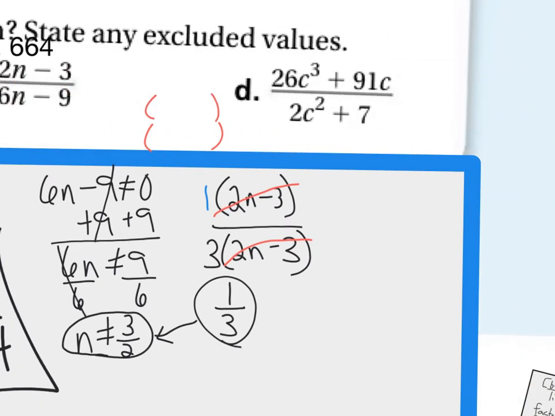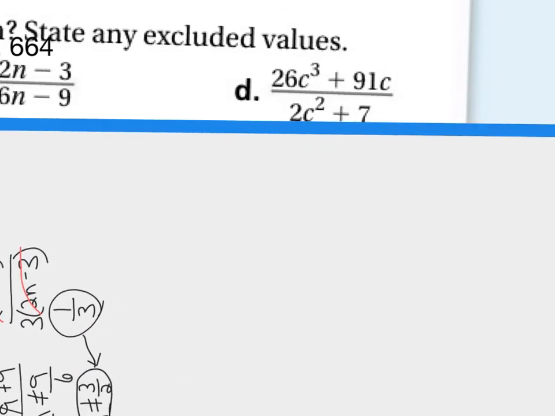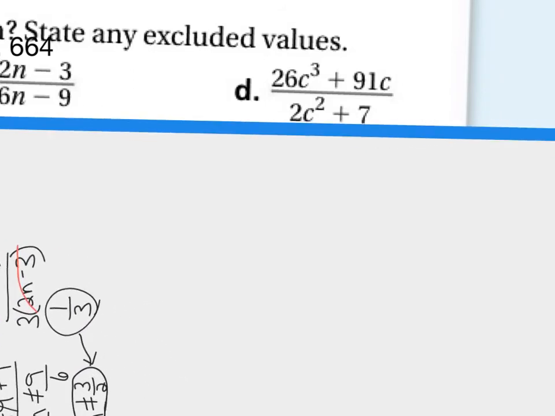We go to part D. Same idea. We're going to look for excluded values here first.